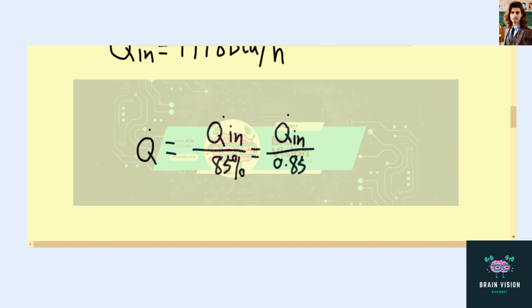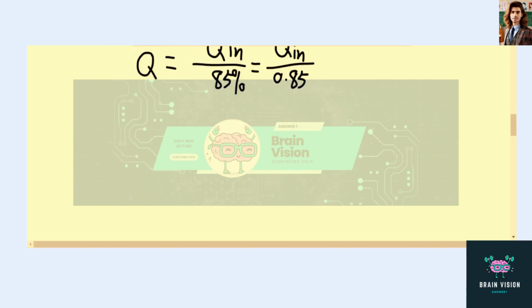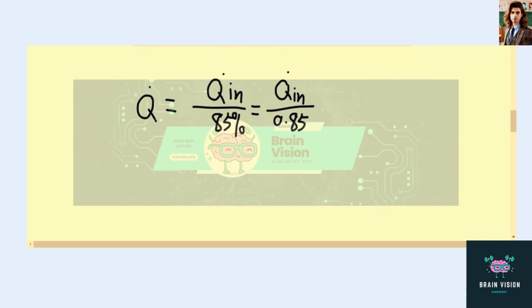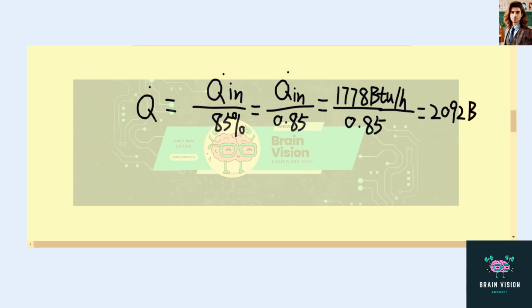So now let's plug in the values. We have Q dot in, which is 1778 British thermal units per hour, over 0.85, and this will give us the total amount of heat generated by the electronic devices of about 2,092 British thermal units per hour. And these are the answers for this question.